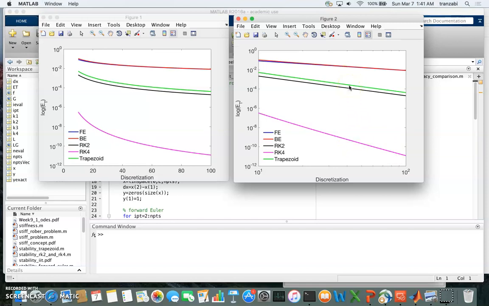Slope here is 2. But forget about the negative sign. I know the slope is minus 2, but let's say the absolute value of it is 2, which means O(delta x squared), and here the slope is 1, which means O(delta x). This explains how we can figure out the order of approximation by plotting the error as a function of delta x.